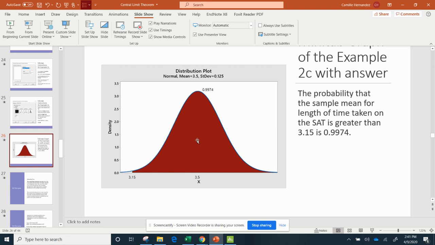All right, 3.15. So there's a little area of white down here, but most of the area is going to the right. Again, this functions just like those normal distributions we did in the previous section. So the probability of the sample mean for the length of time taken on the SAT is greater than 3.15 is 0.9974. So most students are taking anywhere above 3.15 and greater to take that SAT.